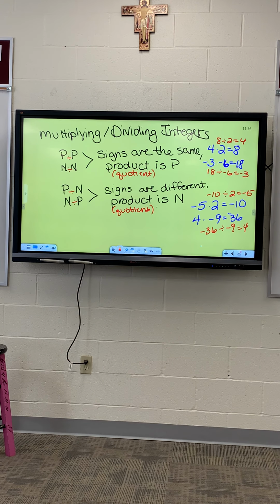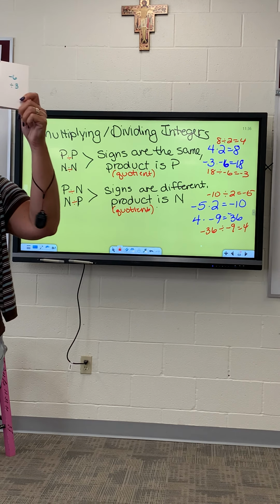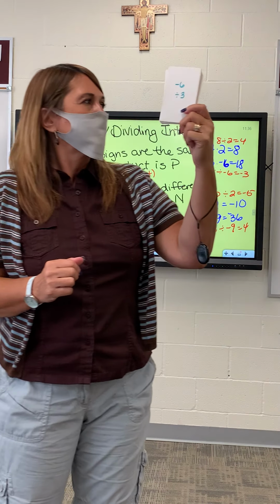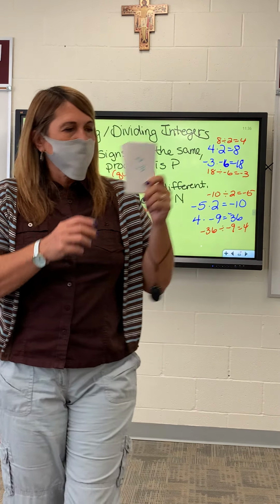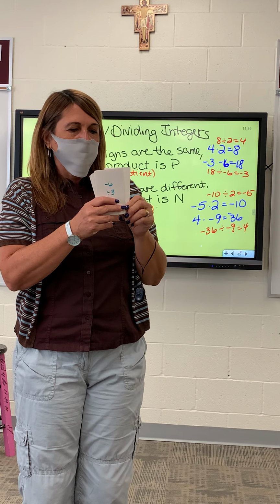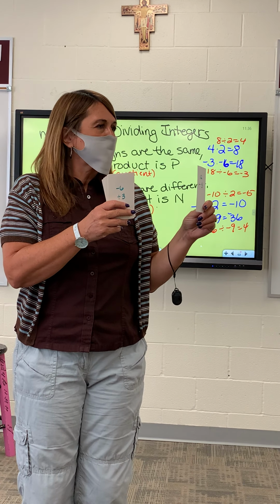Negative 36. Emma, 12 divided by negative 3. Negative 4. Negative 4, everybody. Signs are different, so the answer's negative. Layla, negative 6 divided by 3? Negative 2. Signs are different, the answer is negative. Negative 6 divided by 3 was negative 2. What was 12 divided by negative 3? What do you think it was? Negative 4.